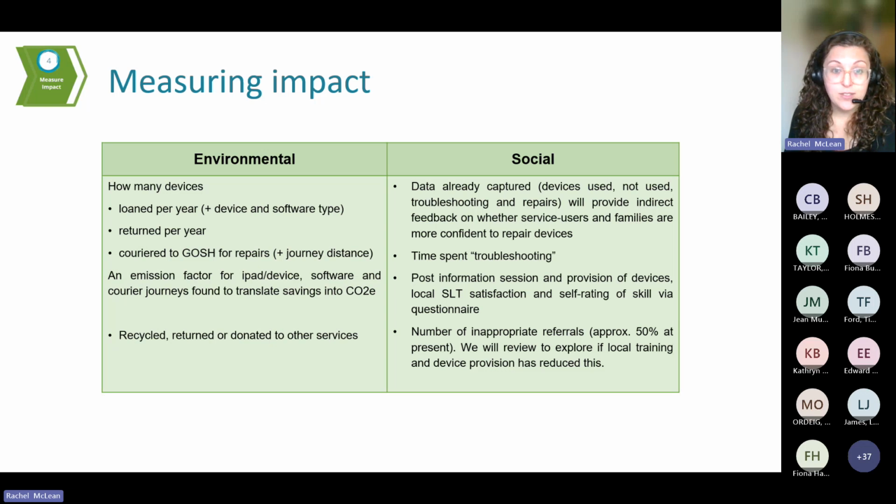In terms of social impact, so the team already did capture some data before the project, but also through their environmental measures are capturing data on their troubleshooting and use of devices, so how many patients are using or not using their devices. And so that will provide indirect feedback on whether service users and families have been more confident to repair devices. So also by looking at whether their courier journeys have reduced. They're going to look at the time that the team spend troubleshooting to see if this reduces through more patient and family empowerment.